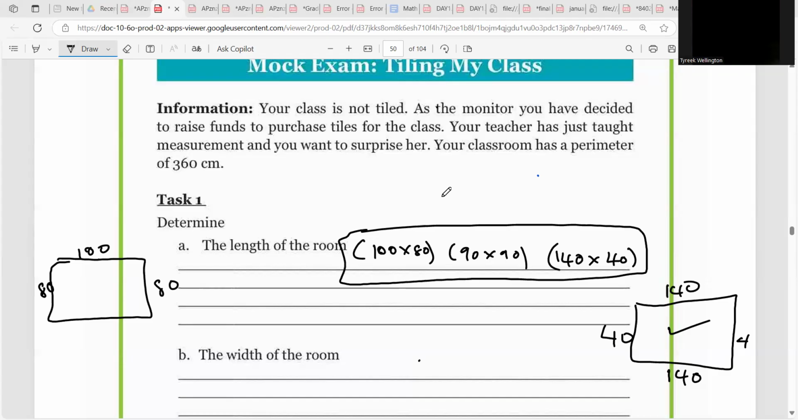Sir, for A, this is the length of the room. So it's trying to say, which number could give us 360 centimeters? Not just the length alone. The length with the width would give us the perimeter. Very good question. Right? It's not just the length alone, but the length and the width.